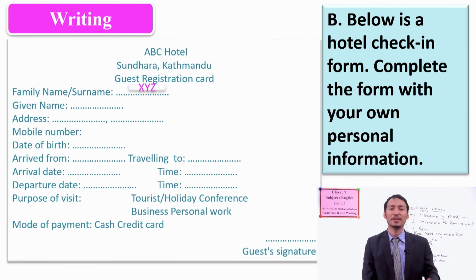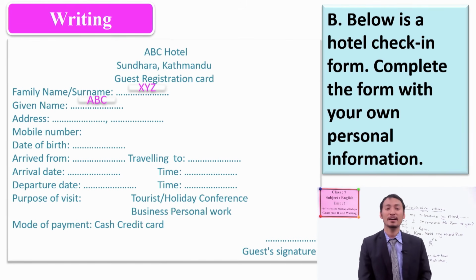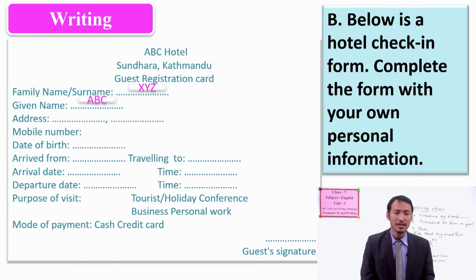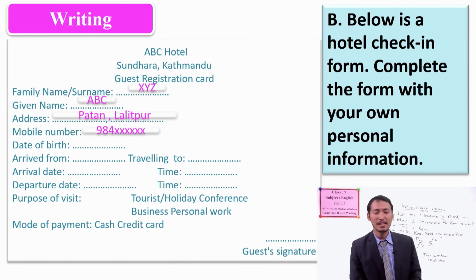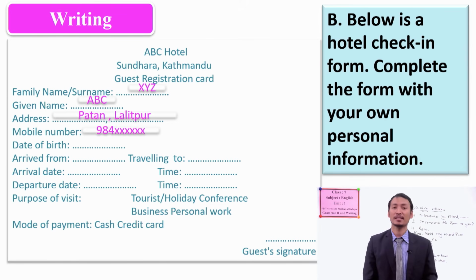And your name. Give your name here. That is your first name. Maybe Rita, Sita, Hari. You can write here. And your address. Where are you from? You are from maybe Patan, Lalitpur, or somewhere where you live. And your contact number, mobile number. You have to mention here your mobile number and date of birth.